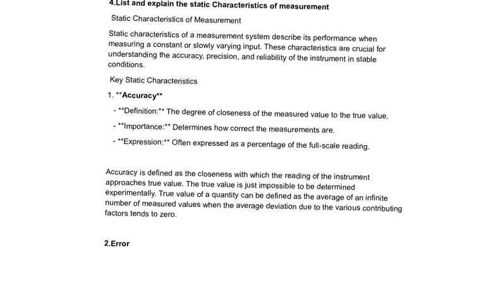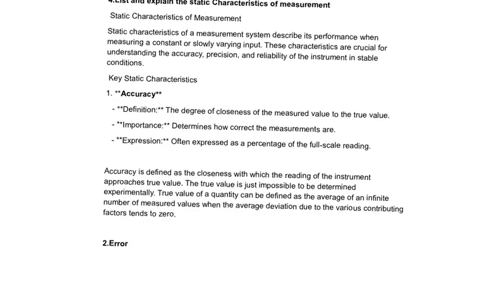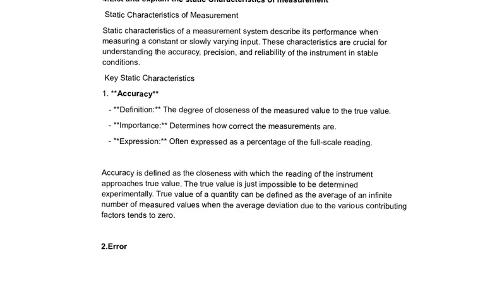Static characteristics of a measurement system describe its performance when measuring a constant or slowly varying input. These characteristics are crucial for understanding the accuracy, precision, and reliability of the instrument in stable conditions. Before we start with the key characteristics, first you need to know what we mean by static characteristics. It describes its performance when measuring a constant or slowly varying input. If the input is slowly varying, it also measures.